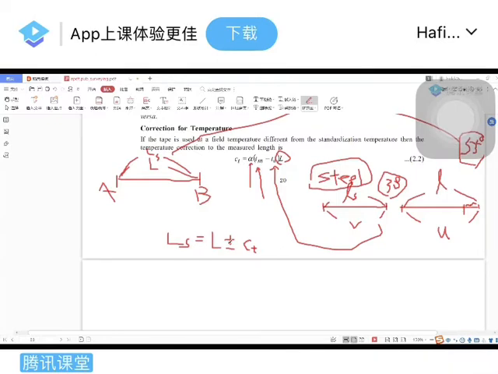When do you have to use plus? For example, if you are at 30 degrees, this is your standard tape. But now the tape will be elongated this big. So the tape becomes bigger, but the standard tape is shorter. So you're supposed to have much more reading.